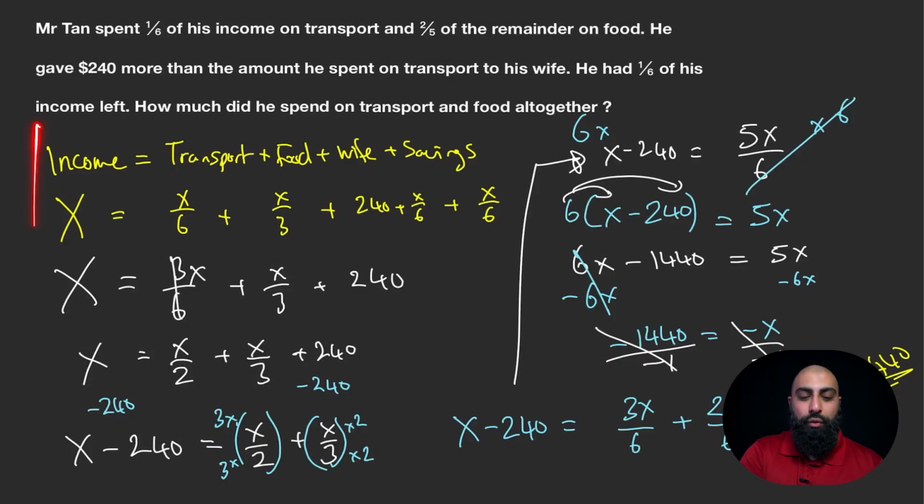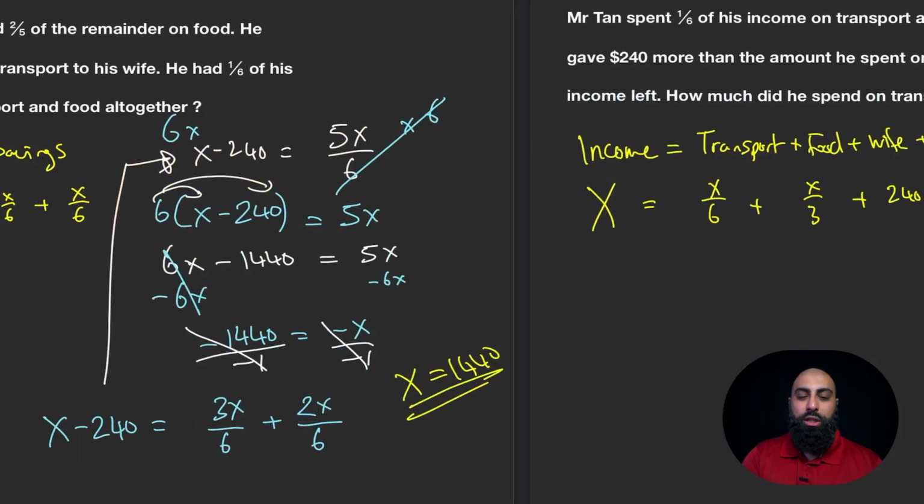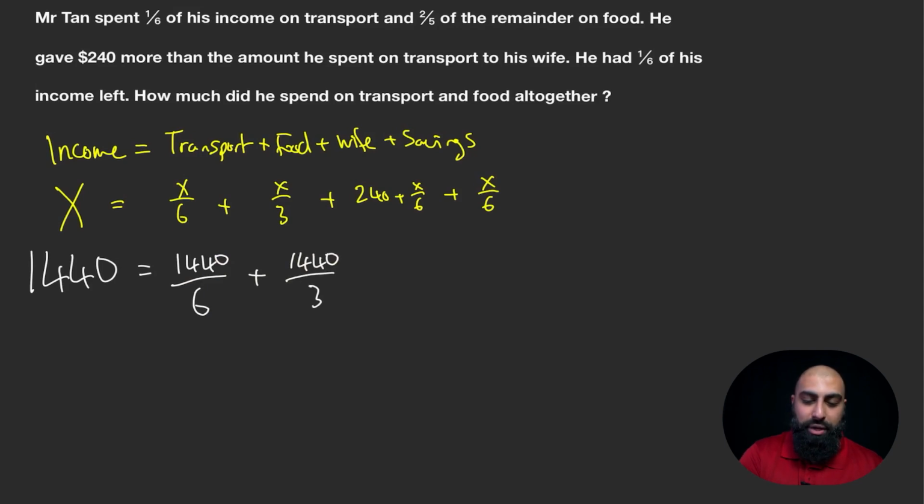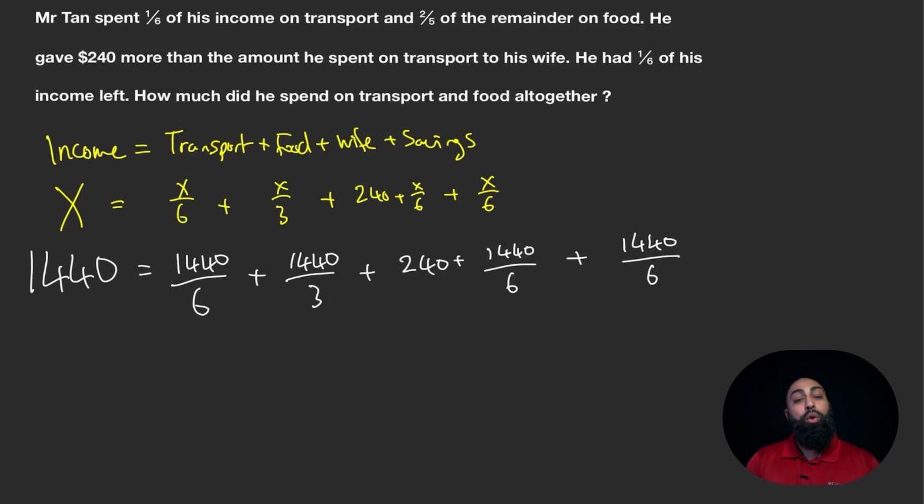Now let's use our original equation to see if this actually works. We'll break down each part of the component. We know that his total income is 1,440, at least that's what we worked out. We know that 1/6 of that, so 1,440 divided by 6, plus a third, so 1,440 divided by 3, plus 240, which he gave extra to his wife, plus a sixth of 1,440, plus the saving amount, which was 1/6 of his total income. All of that should total to give us 1,440.